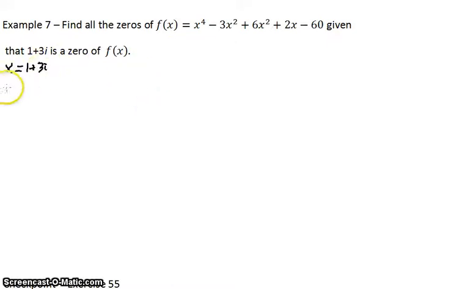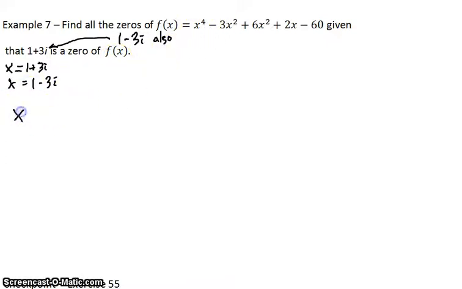So what we're going to do is we're going to see if we can make this any faster. We know that this is a 0. So because that's 0, 1 minus 3i has to be a 0. So these are my first 2 zeros. If it's a 4th degree, I got to find 2 more.